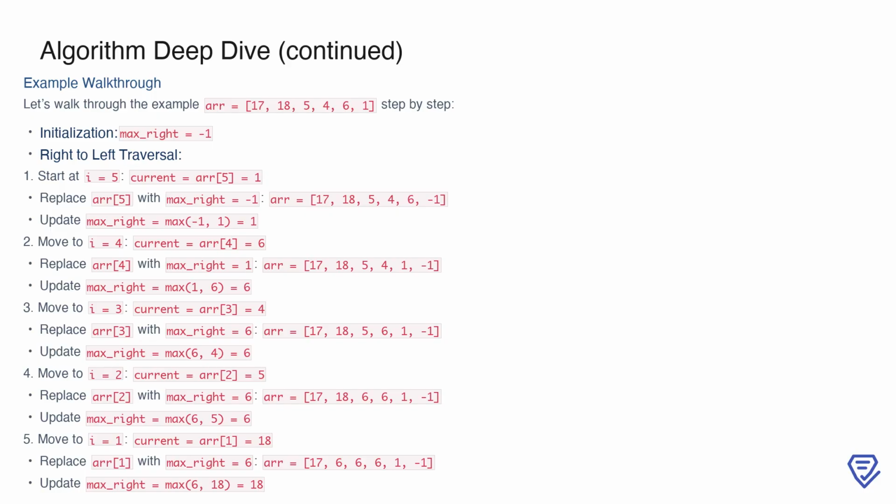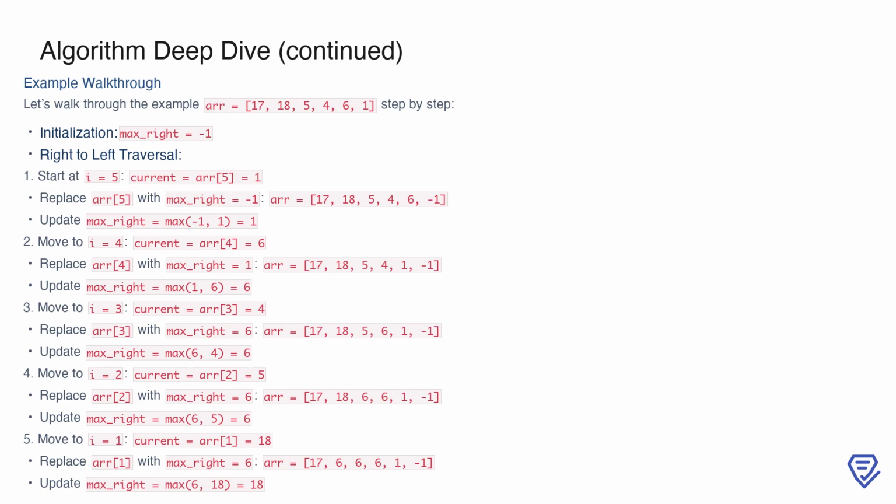Initially, we set max_right to -1. Starting with the last element, we store its value, which is 1, in the variable current. The last element is then replaced with max_right, resulting in the array 17, 18, 5, 4, 6, -1. We then update max_right to the maximum of -1 and 1, which is 1.